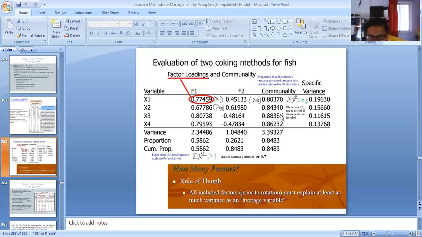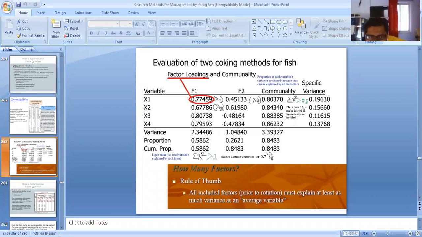So the communality here, in all the cases, you can see that the communality is greater than 0.5. Actually, greater than 0.5 communality is preferred. Okay. So x1, this variable, has a communality of 0.80370, like this, 80%. It is the proportion of each variable's shared variance that can be explained by all the factors. Okay, this is actually known as the communality.